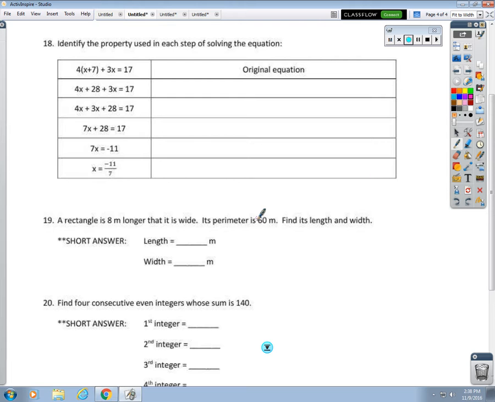Okay, number 18. Identify the property used in each step of solving the equation. From this line to that line, what happens? Right, you can see that they distributed that 4, and that's how they ended up with 4x plus 28. So that's distributive property.